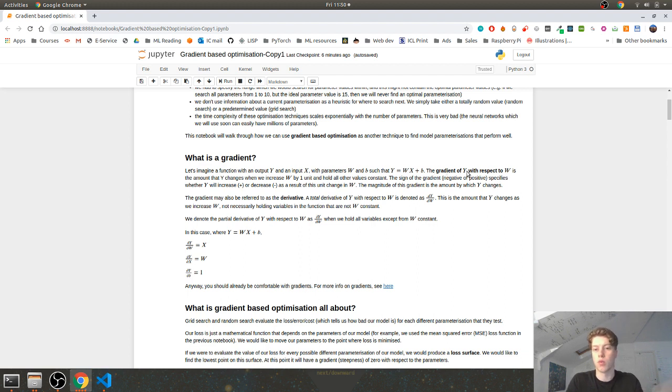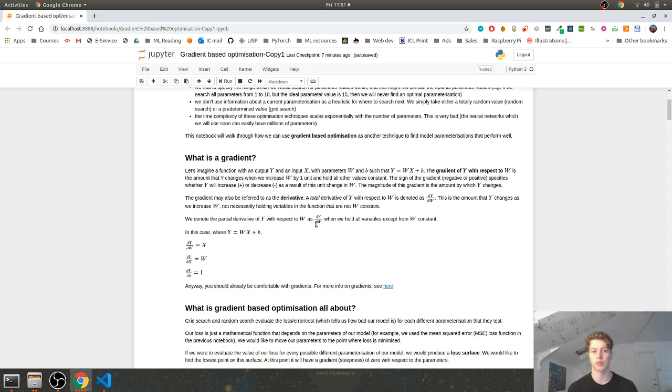And so the gradient of y with respect to w is the amount that y changes when we increase w by 1 unit and hold all the other values constant. The sign of the gradient, either negative or positive, specifies whether y will increase or decrease as a result of the unit change in w, and the magnitude of the gradient is the amount by which y actually changes. The gradient can also be called a derivative. The total derivative of y with respect to w is denoted with these regular d's, and the partial derivative is denoted with these partial symbols.